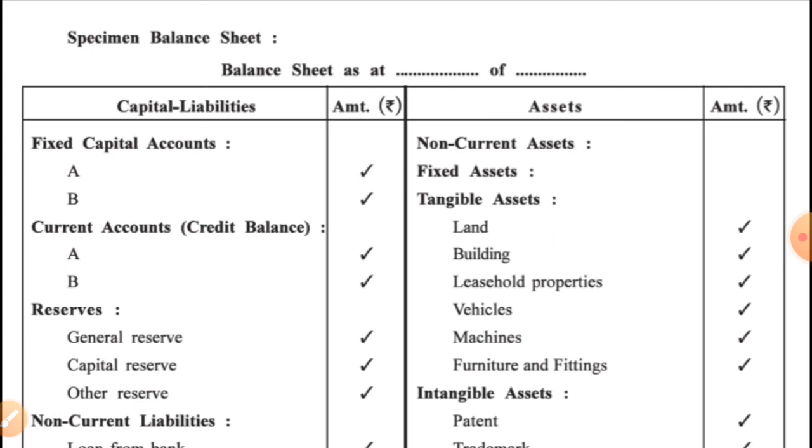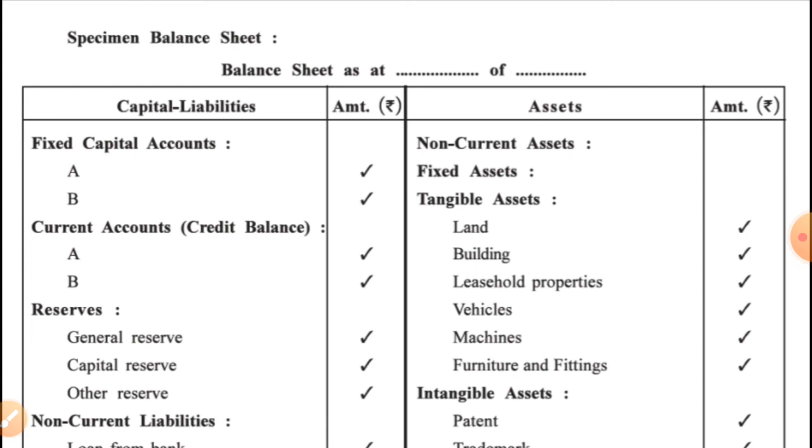On the left hand side we write capital and liabilities, and on the right hand side we show the assets. The format is very simple: capital and liabilities with amount in rupees, assets with amount in rupees. The first entry is the fixed capital account of partners A and B.